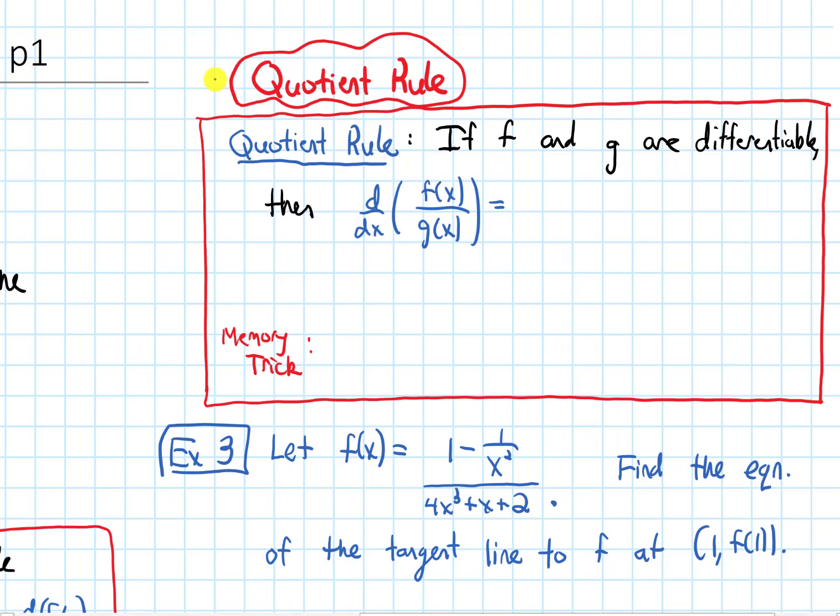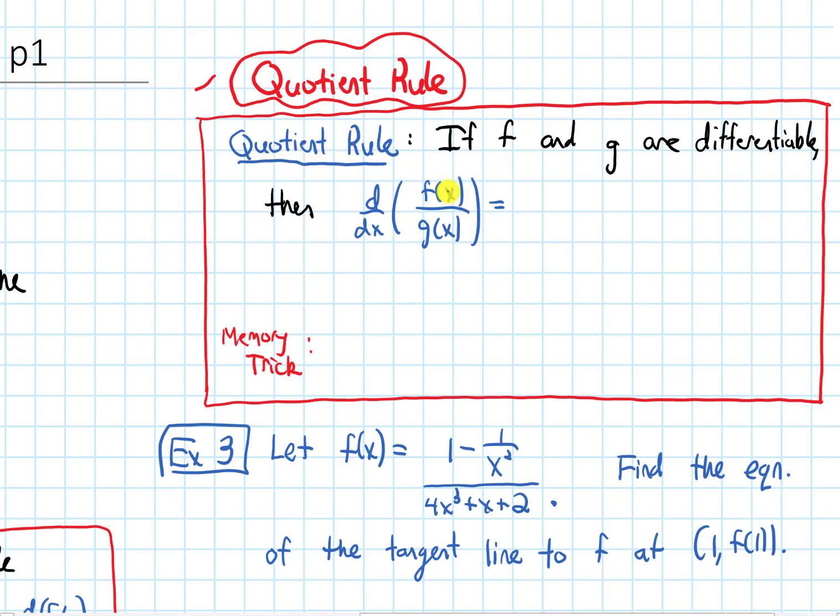In this video, we will introduce what the quotient rule is and do some examples. So the rule says if f and g are differentiable functions, then the derivative of f of x over g of x. So when I divide two functions, this is called a quotient. That's why it's the quotient rule.